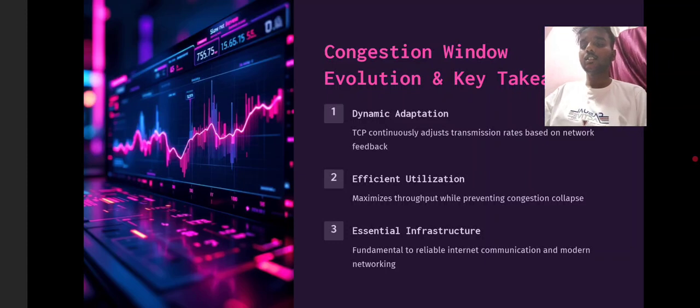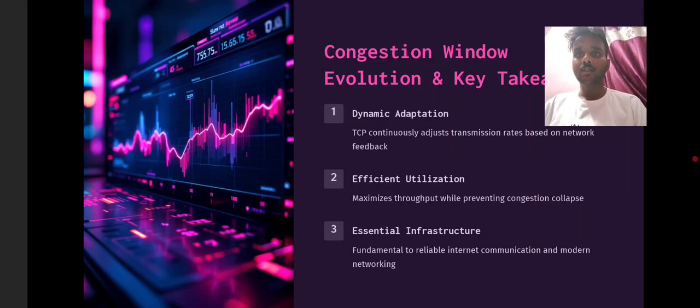Looking ahead, future improvements in congestion control may involve artificial intelligence and machine learning techniques to predict network conditions and more accurately optimize data transmission. Overall, TCP congestion control plays a crucial role in maintaining the reliability, stability, and performance of modern computer networks.